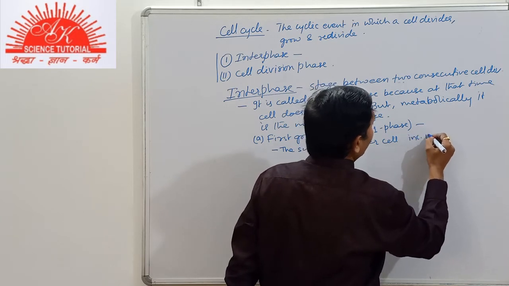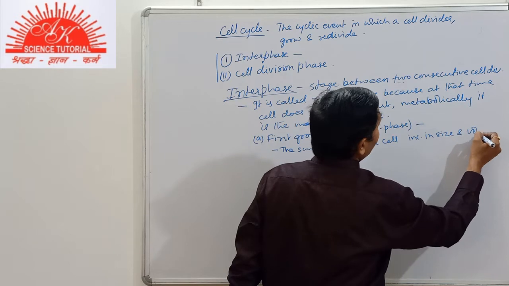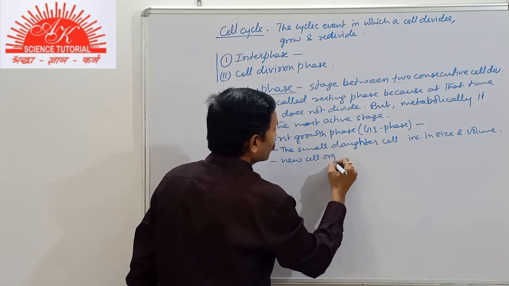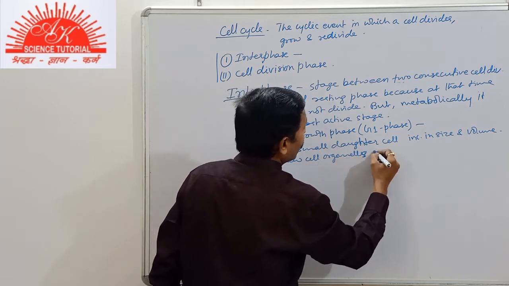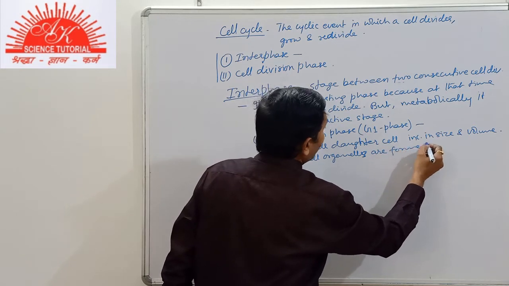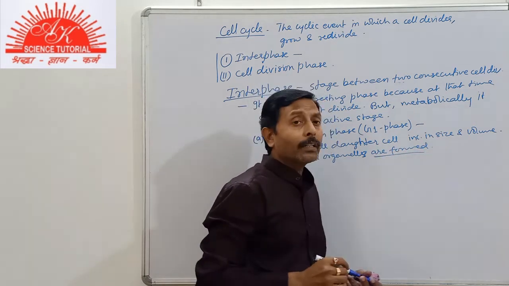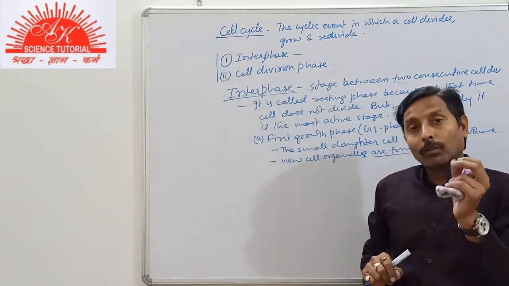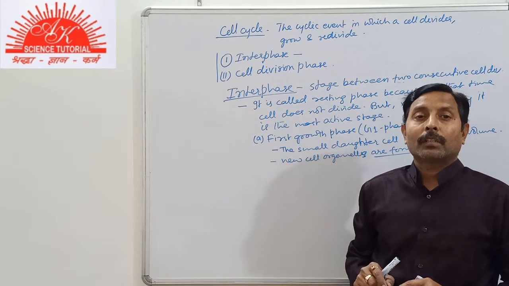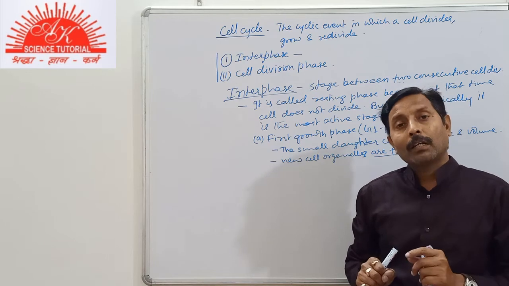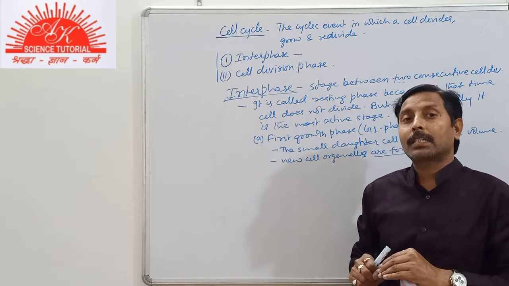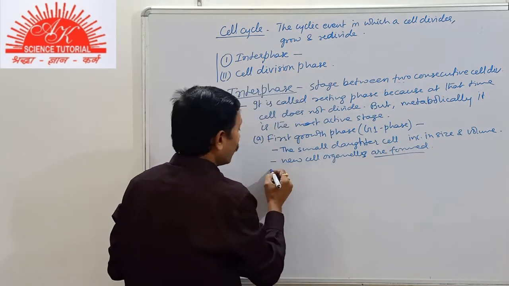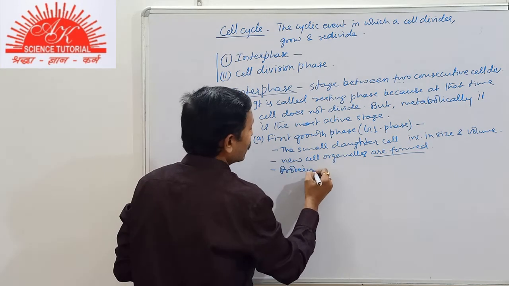So in this phase, a small daughter cell increases in size and volume. New cell organelles are formed. Now you see that cell organelles like mitochondria and chloroplast, which contain their own DNA, divide, whereas the other cell organelles are synthesized from simple raw materials. So new cell organelles are formed, and protein synthesis takes place.